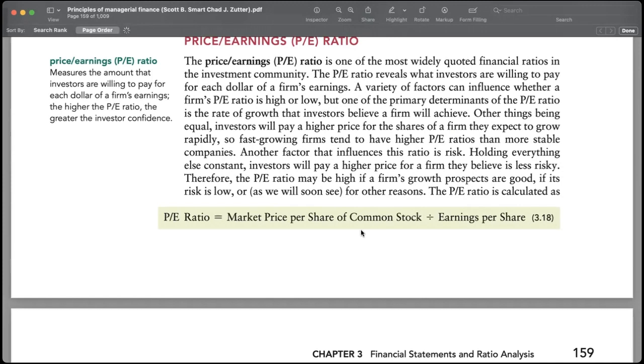For every dollar of earnings or profit, how many dollars the shareholders are willing to pay for the share of the company. So should it be higher or lower? Actually, it depends. Price earning ratio. Yeah, good for the company.